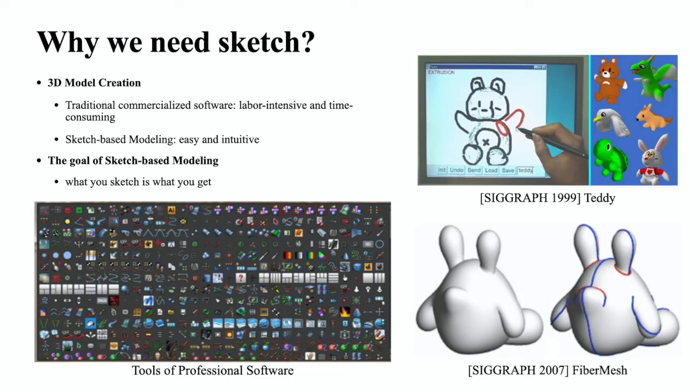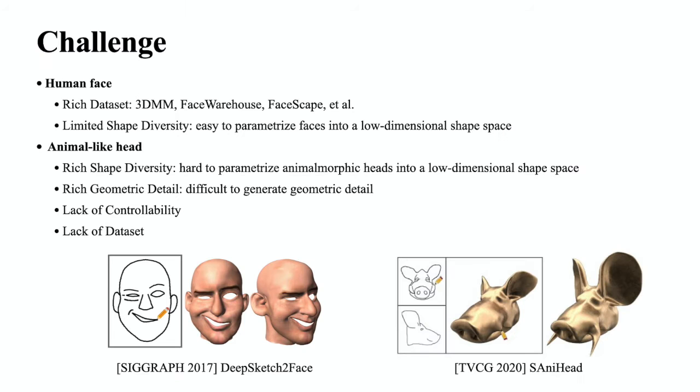However, these traditional sketch-based modeling systems are based only on surface optimization methods, which would result in over-smooth shapes and lack of details. In the past few years, 3D deep learning has become an option for shape analysis and reconstruction. Thanks to the recent advances in 3D deep learning and rich datasets on human faces, such as 3D and FaceWarehouse, Deep Sketch2Face proposed an intuitive sketch modeling system for modeling human faces with diversified shapes and exaggerated expressions.